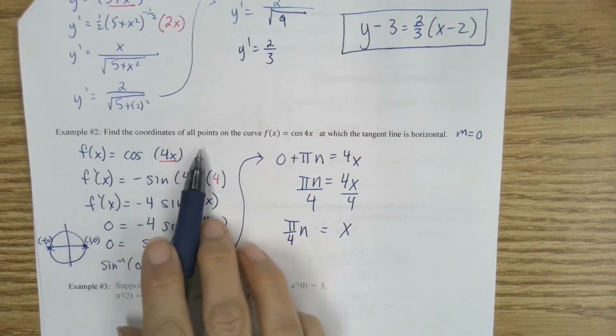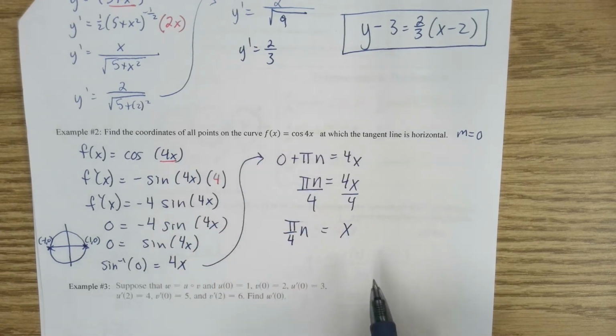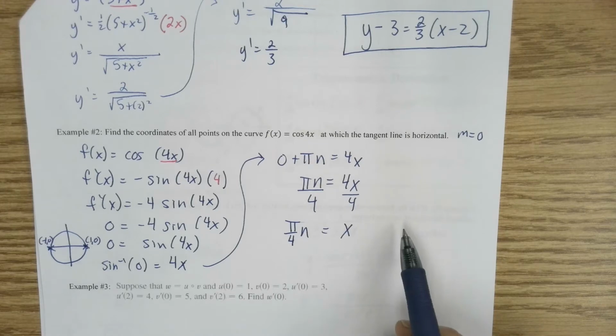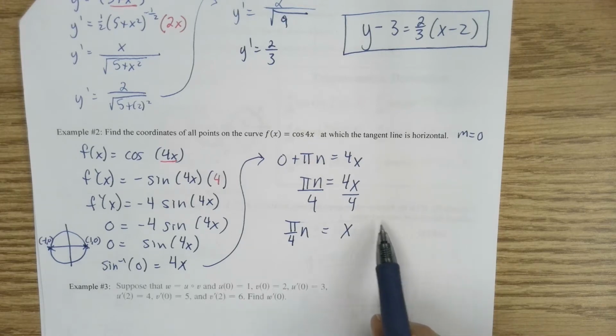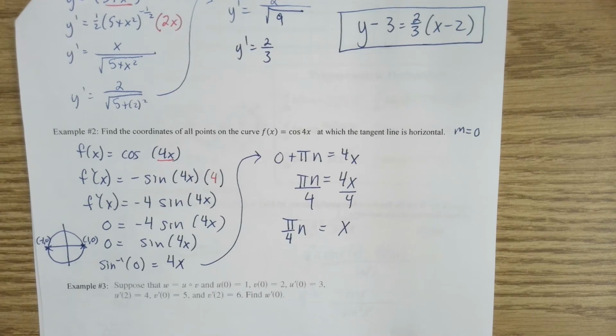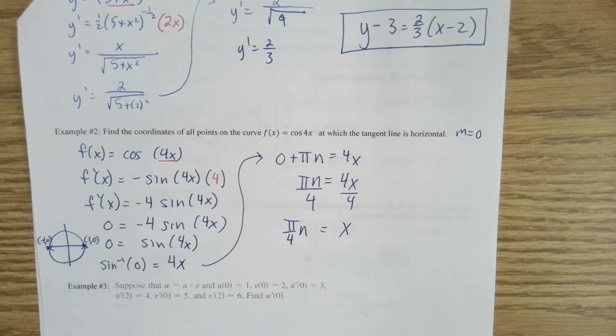And they're asking for the coordinates of all the points on the curve. If you are an IB student, IB will ask you to find points within a certain domain. If you're not an IB student, you would just leave it in this format. If they asked you to find the full coordinates, though, you'd have to plug a number in and then find your corresponding y value. So let's just pretend we wanted to find the first couple solutions.